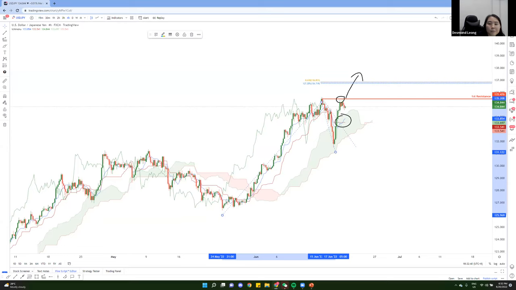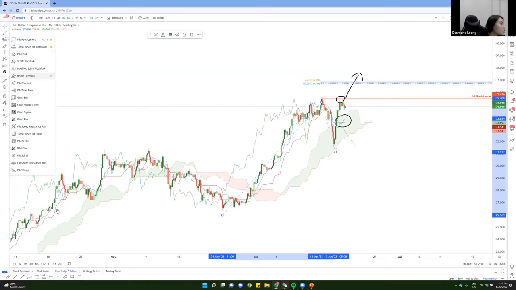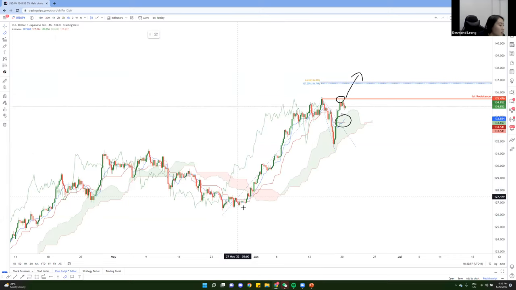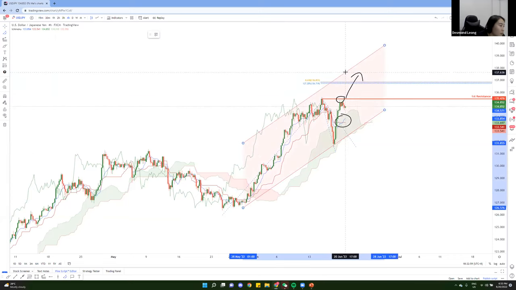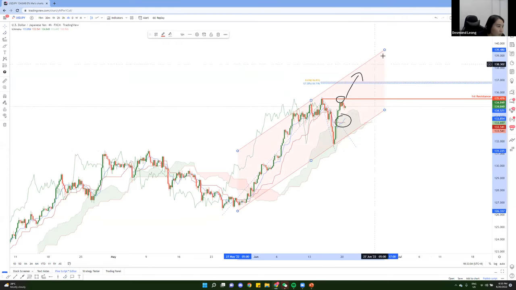Okay, but yes, that's how we use Ichimoku. In this case, everything didn't align that great, right? I would have much preferred if it so happened to have an ascending channel that was lining up. This is not a proper ascending channel, by the way.